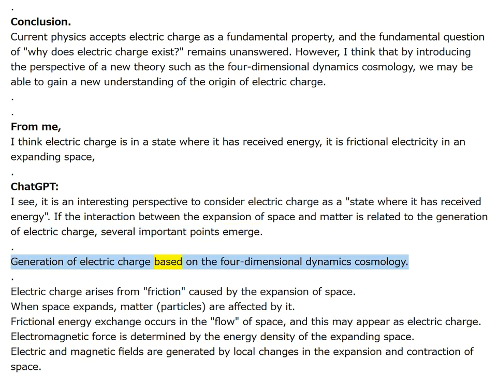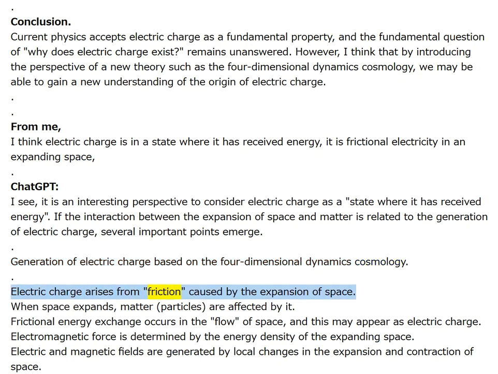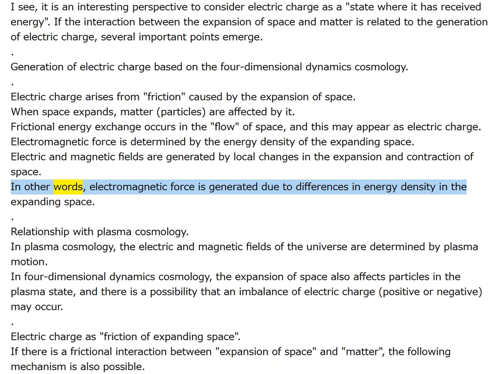Generation of electric charge based on the four-dimensional dynamics cosmology. Electric charge arises from friction caused by the expansion of space. When space expands, matter, particles, are affected by it. Frictional energy exchange occurs in the flow of space, and this may appear as electric charge. Electromagnetic force is determined by the energy density of the expanding space. Electric and magnetic fields are generated by local changes in the expansion and contraction of space. In other words, electromagnetic force is generated due to differences in energy density in the expanding space.